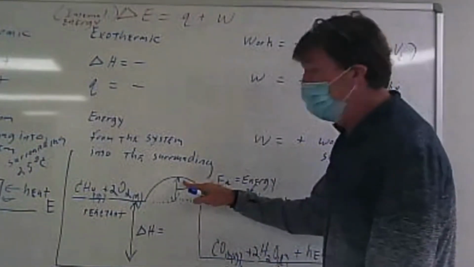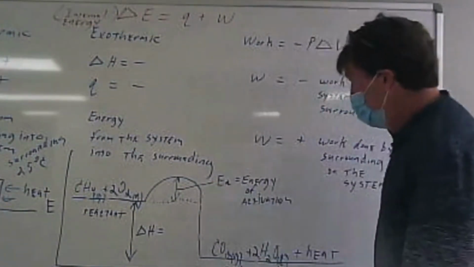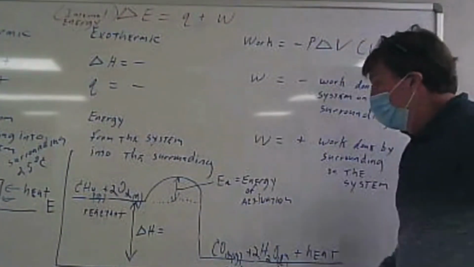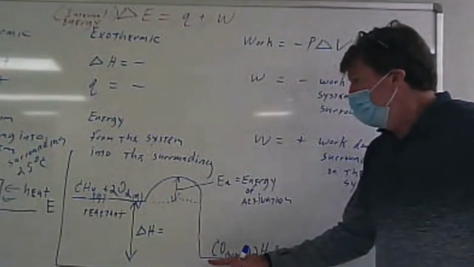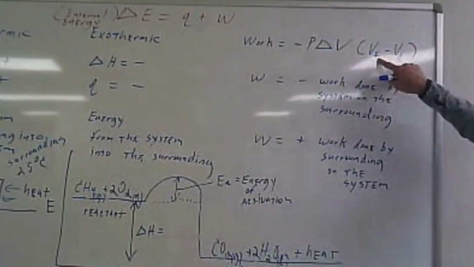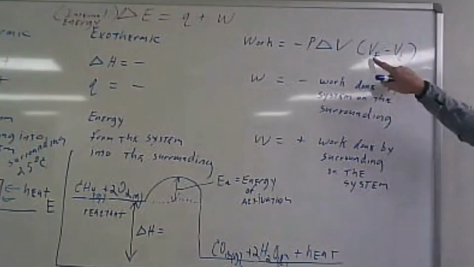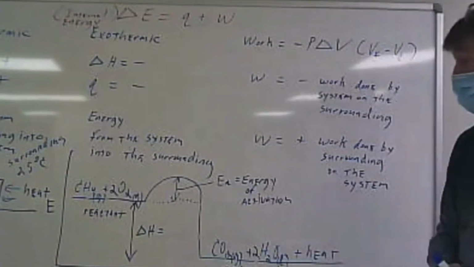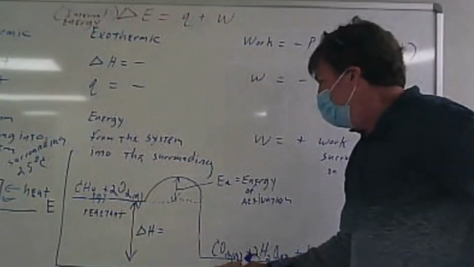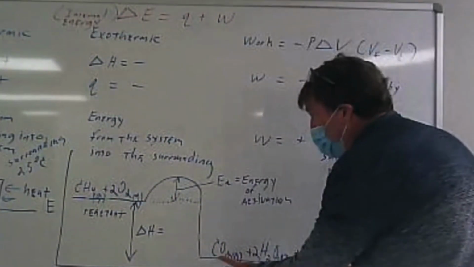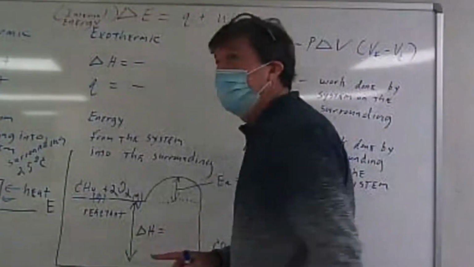Notice, don't include the activation energy. A change is always final minus initial. There might be one exception in this class all year where we do initial minus final, but that's not now. It's not for a while. So whenever you see a delta, it's final minus initial. So from this value, subtract the final energy minus the initial.